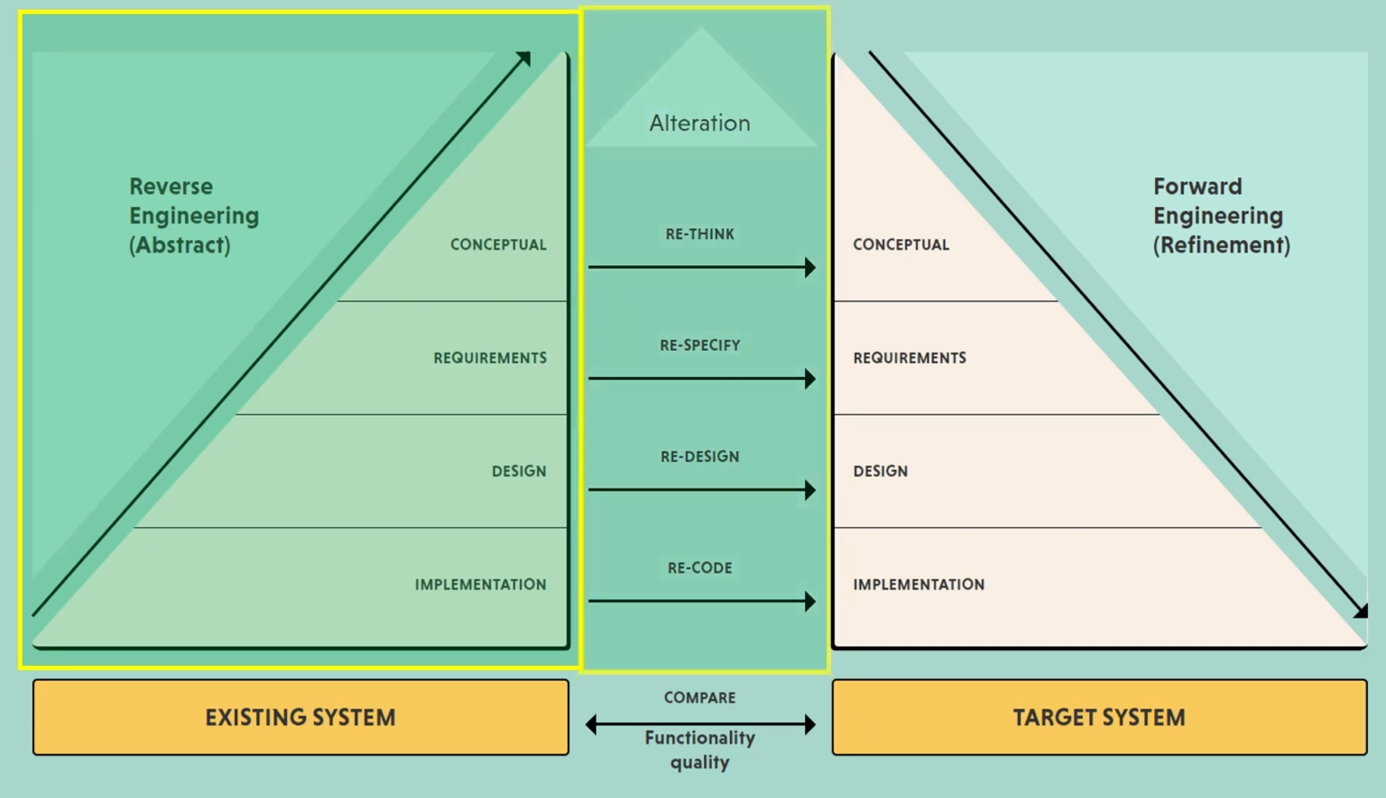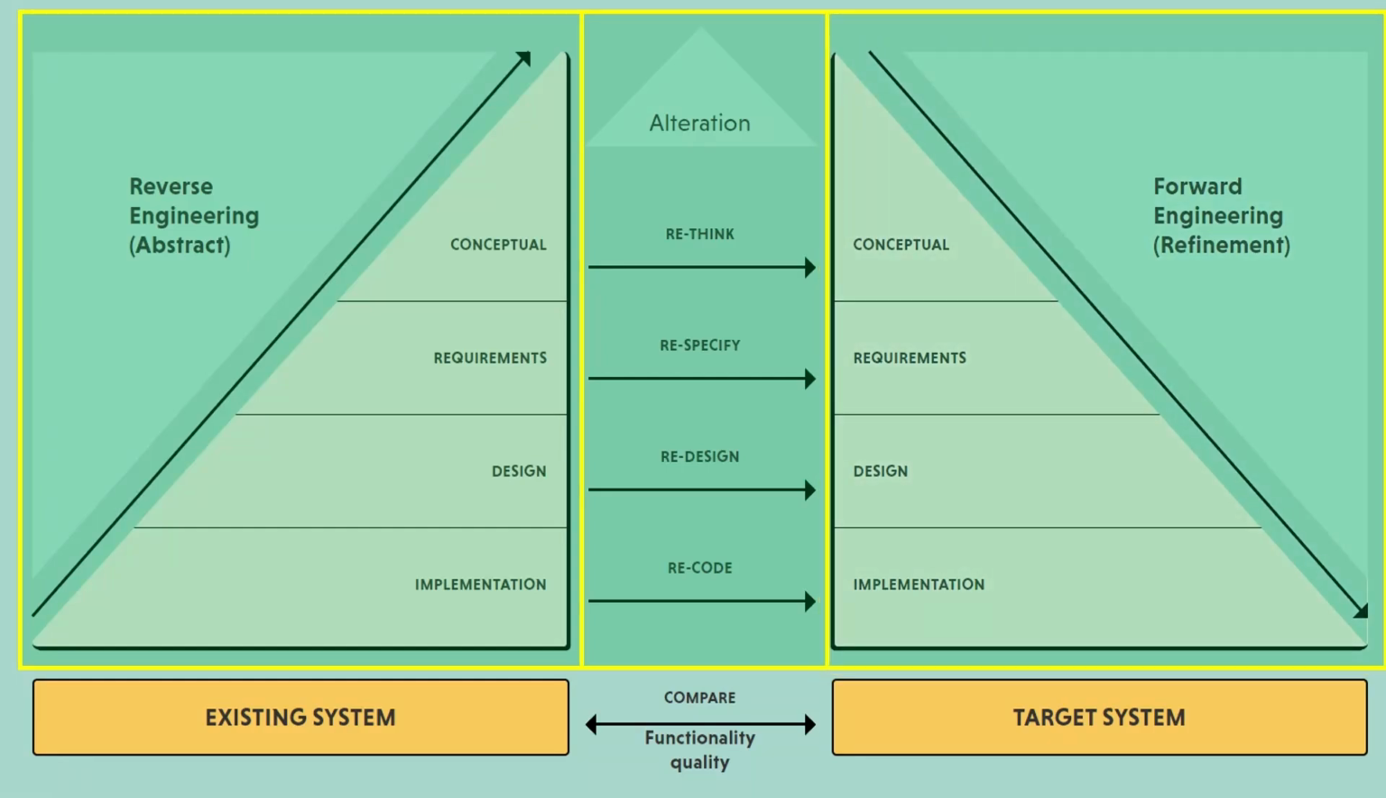At the center of the diagram is alteration. This represents the changes and improvements made during re-engineering. These changes may involve rethinking the business concepts, re-specifying the requirements, redesigning the system structure, or rewriting parts of the code. The right side represents the target system, the improved version of the software.